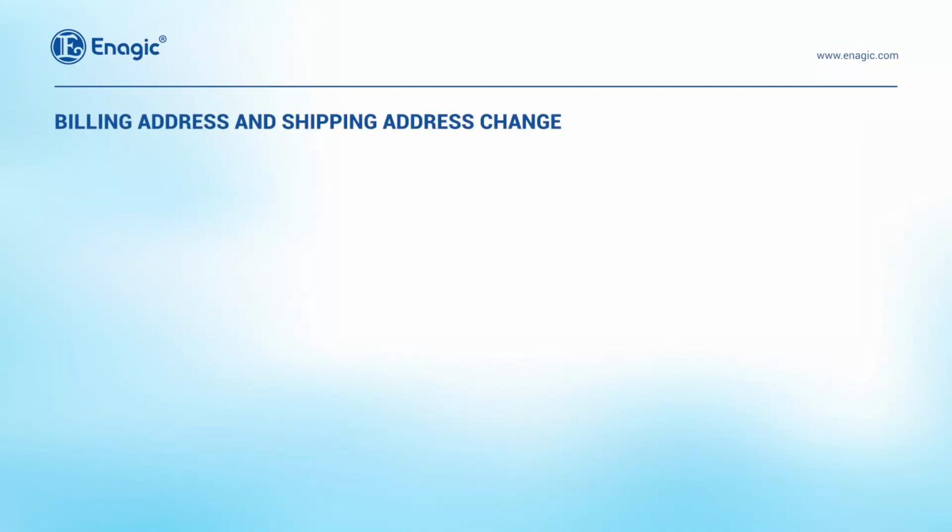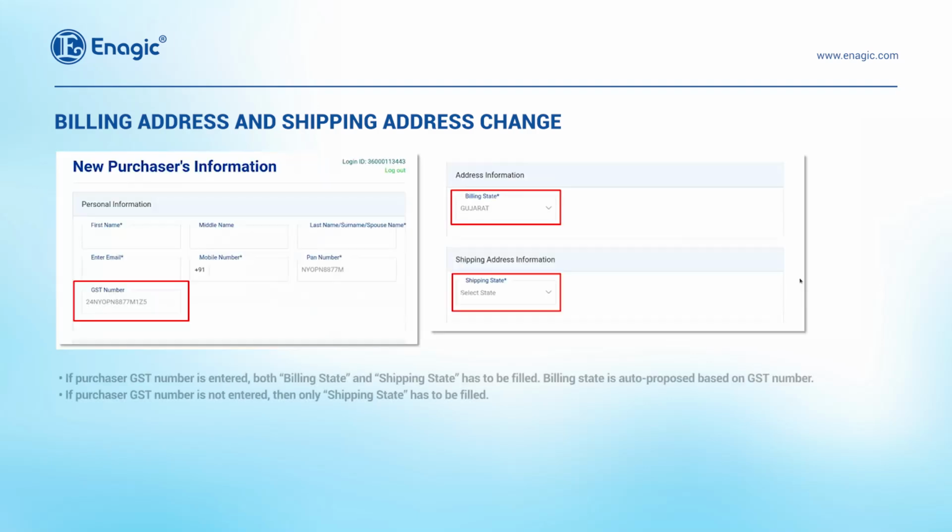Billing address and shipping address change. If the purchaser's GST number is entered, both billing state and shipping state have to be filled. Billing state is auto-proposed based on the GST number. If the purchaser's GST number is not entered, then only the shipping state has to be filled.